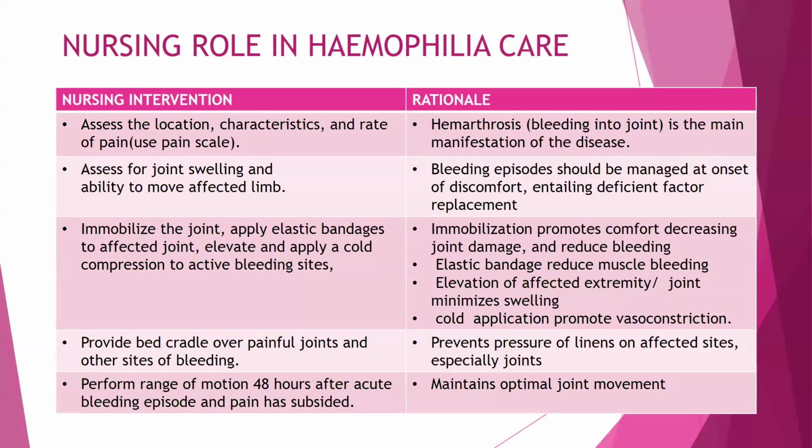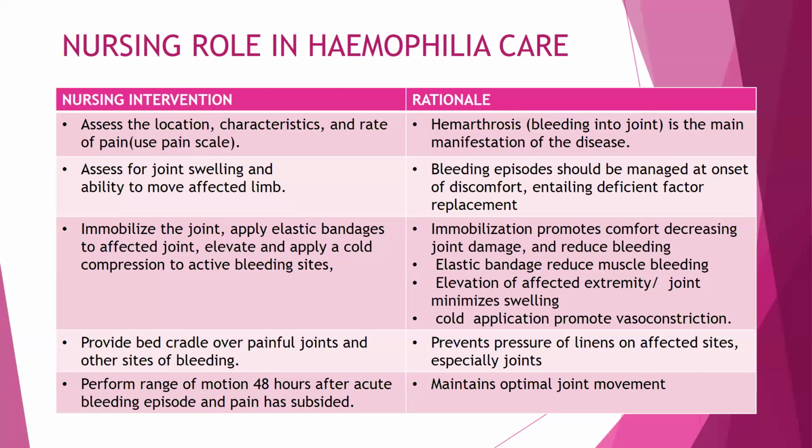In nursing intervention, we start with assessment. When a patient comes, we have to look at this patient. You assess the location where the bleed is. In yesterday's teaching, we were told that bleeding is the main manifestation of this disease. So when a patient comes limping, you have to assess this patient, the location, the characteristics, and even the rate of pain, and then you manage accordingly.